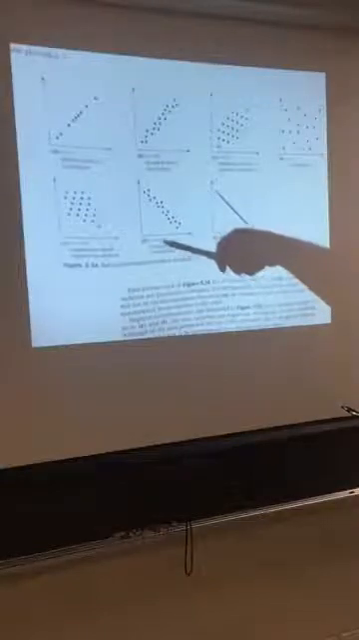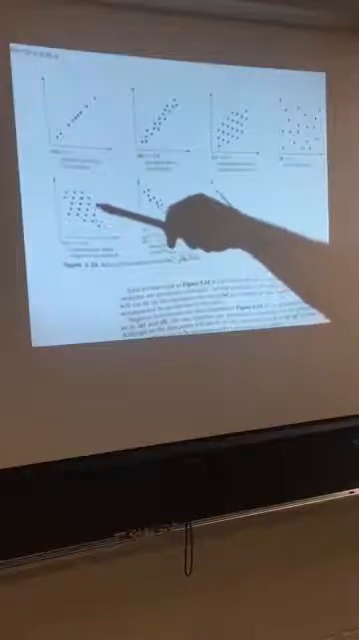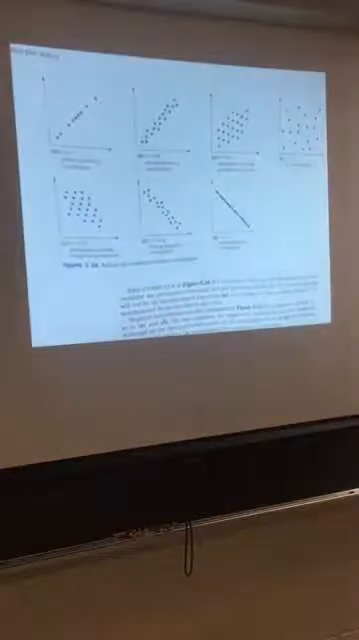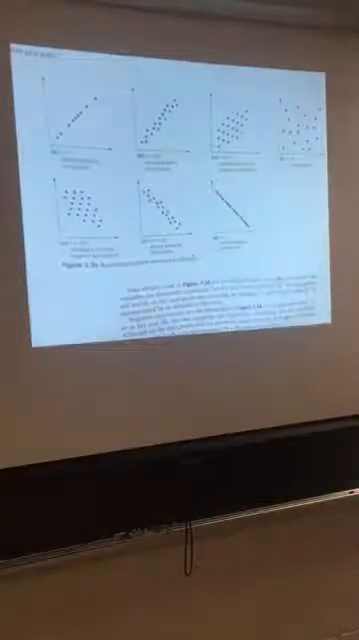Not perfect, but strong, so negative 0.8. These, you can tell it's going downhill, but it's almost at nothing. So they call that moderate or weak negative. So that's what we're looking for.